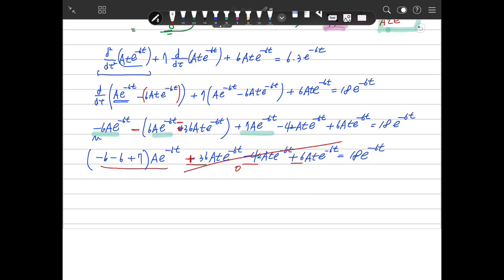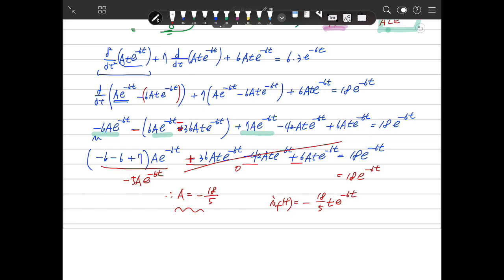So the main thing is minus 5a exponential minus 60 is 80 exponential minus 60. Therefore, a is minus 80 over 5. So therefore, the IFT here is minus 18 over 5 t exponential minus 60.